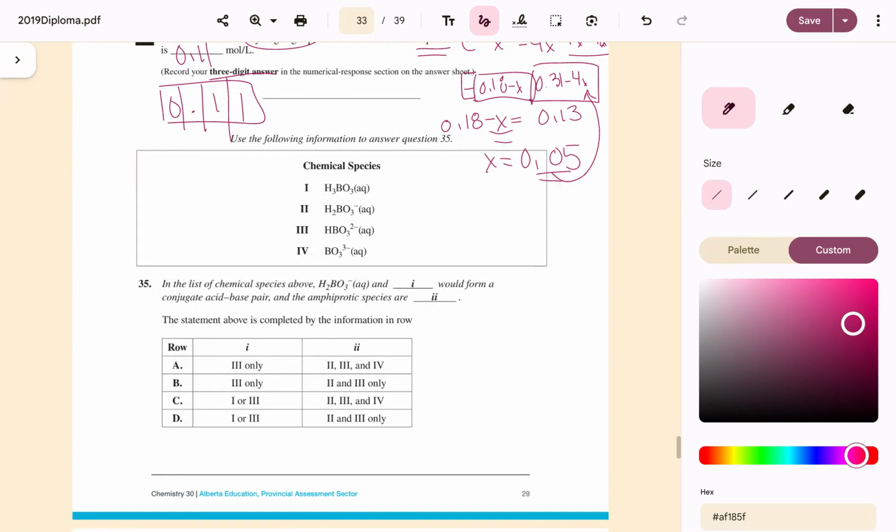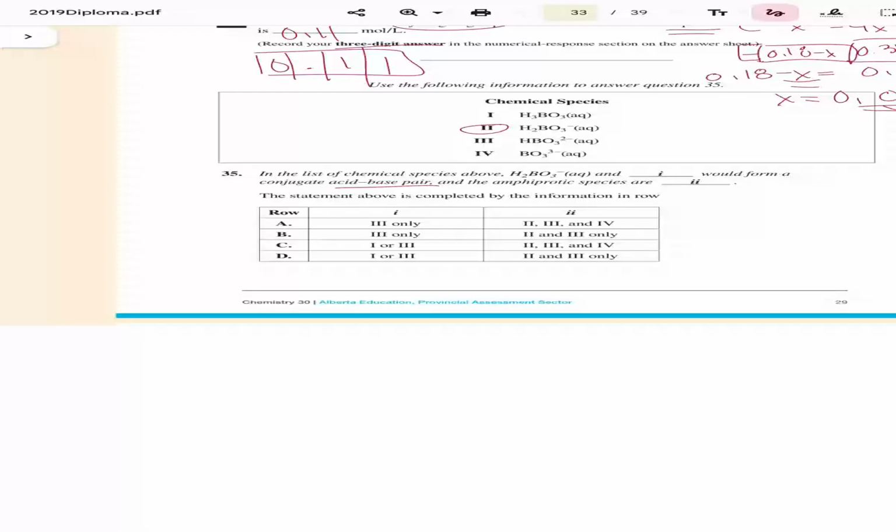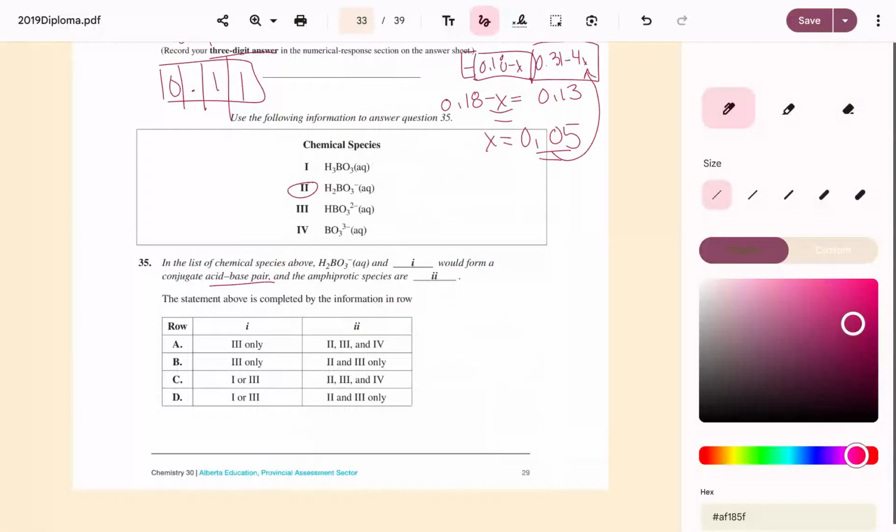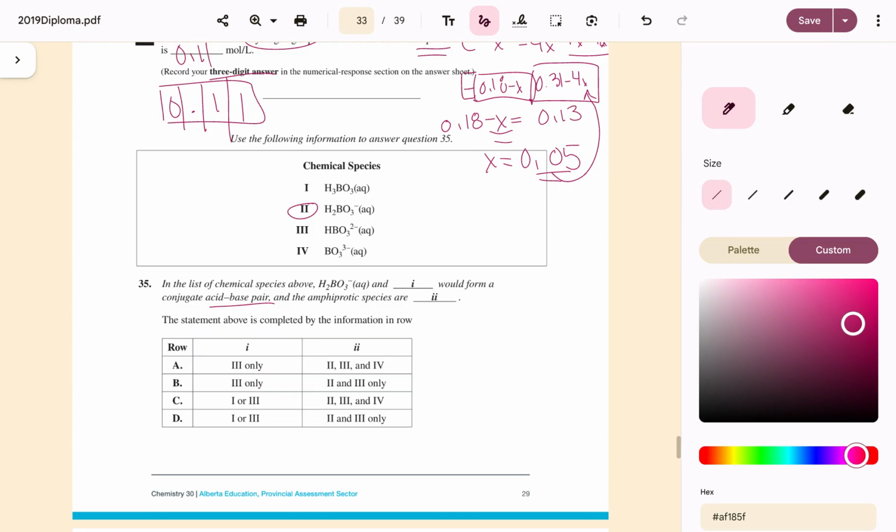Number 35, looking at H2BO3, which is this one, and a different compound that would form a conjugate acid-base pair. So to be a conjugate acid to a conjugate base, you're a difference of just one hydrogen. So when we're looking at what we have, the difference of just one hydrogen could be 1 or 3. So we're looking not at just this last one. Where did my pen go? And now it just stopped.